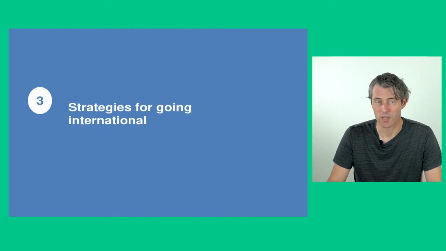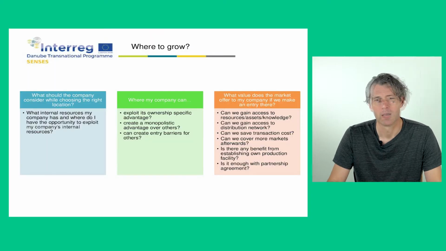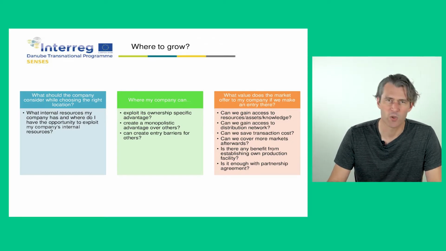What are the main strategies an enterprise can follow for entering into foreign markets? Identifying the right strategy is closely correlated with the question of scaling. The solution lies in the answer to the question, where to grow. The first question is, what should the company consider when choosing the right location? For that answer, one can evaluate what internal resources does the company have, and where does it have the opportunity to exploit the company's internal resources.